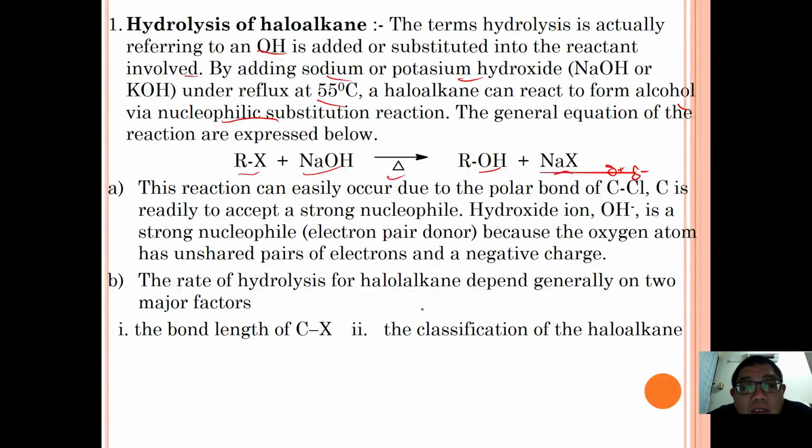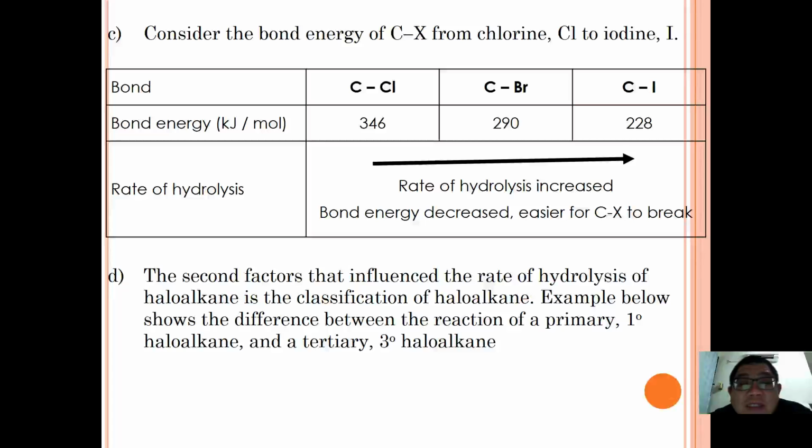Now the rate of hydrolysis of haloalkane depends generally on two major factors. First is the bond length of the C-X. Second is the classification of the haloalkane. Let's have a look one by one. Consider the bond length of the C-X from chlorine to iodine. Given to you, these are the bond energies: C-Cl 346, C-Br 290, and C-I 228.